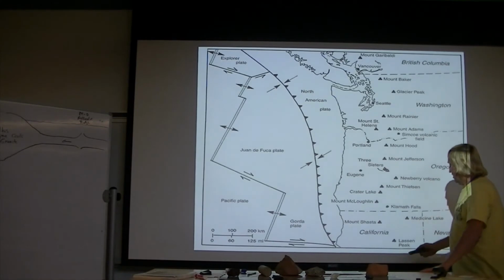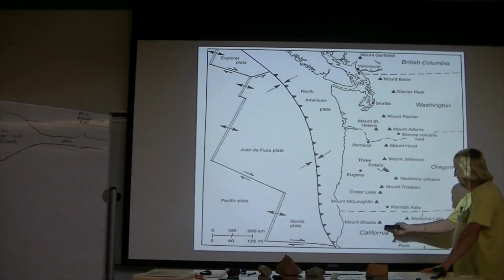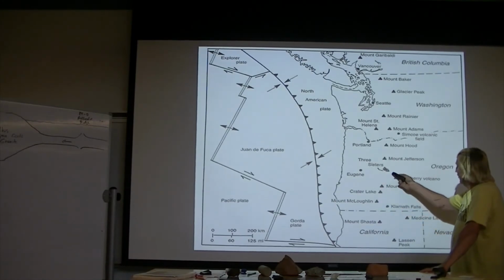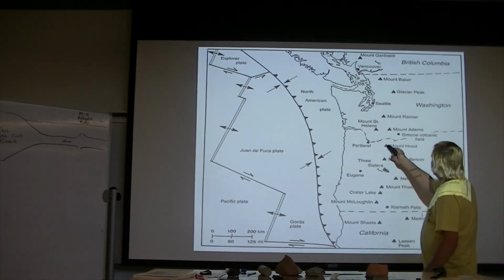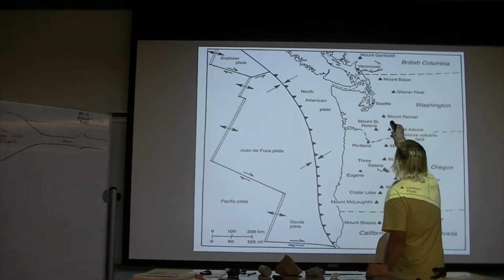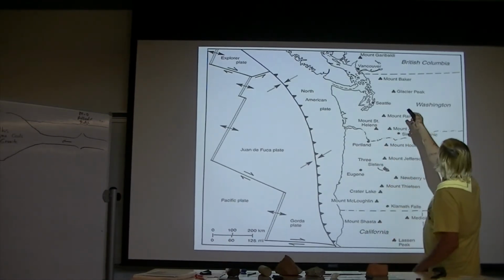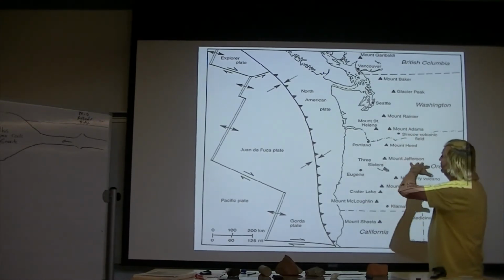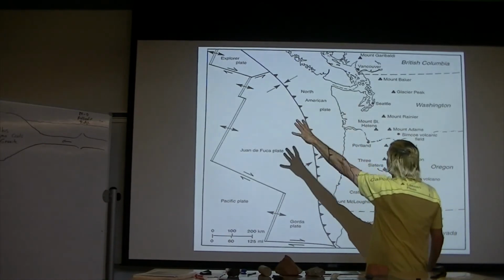So today, in Northern California, Mount Lassen, Mount Shasta, McLaughlin, Crater, all the way up, you've got the Three Sisters, Jefferson, Hood, you have Mount St. Helens, Mount Rainier, Glacier Peak, and then Mount Baker, and then up into British Columbia. You have this whole sequence, and this sequence of volcanoes continues all the way to Alaska.